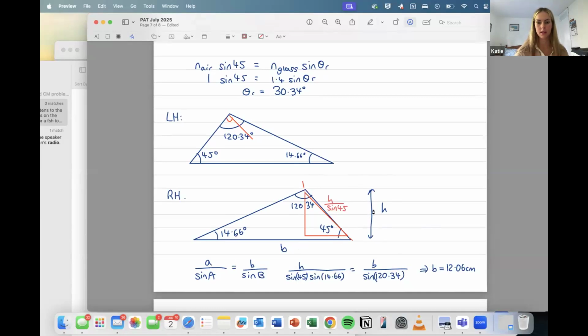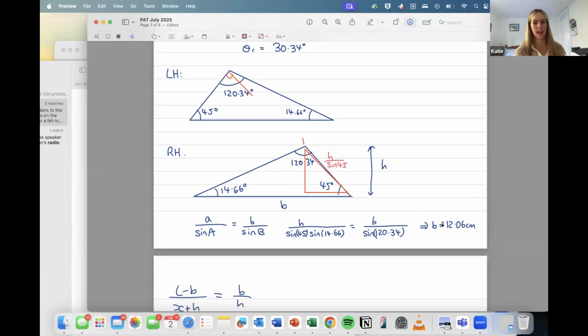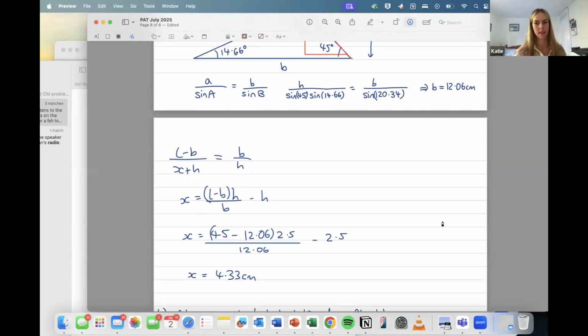And then labeling that side over this angle, say equivalently a over sine A must be equal to b over sine B, which is B here over sine of 120.34. And then we get that B is 12.06 centimeters.